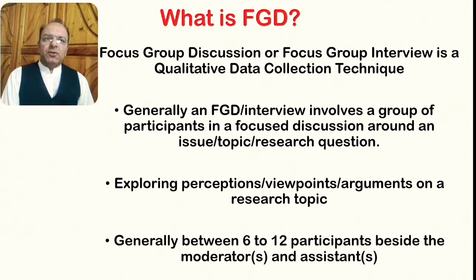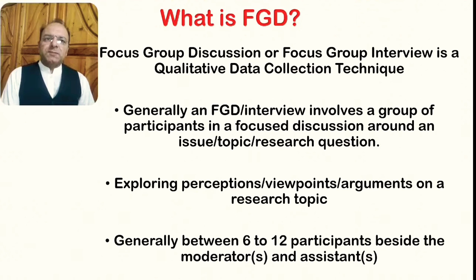The aim of focus group discussion is actually exploring the perceptions, viewpoints, or arguments related to a particular research topic. Generally, a focus group consists of between 6 to 12 participants, besides the moderator, which is generally one person, and an assistant or a number of assistants.